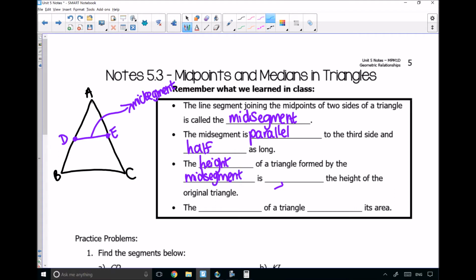So if you look right here, this is the height of my triangle formed by the mid-segment. The triangle formed by the mid-segment is this small triangle right here, okay? I want to compare that to the height of my full triangle right here. So let's go ahead and see what happens when we do that.